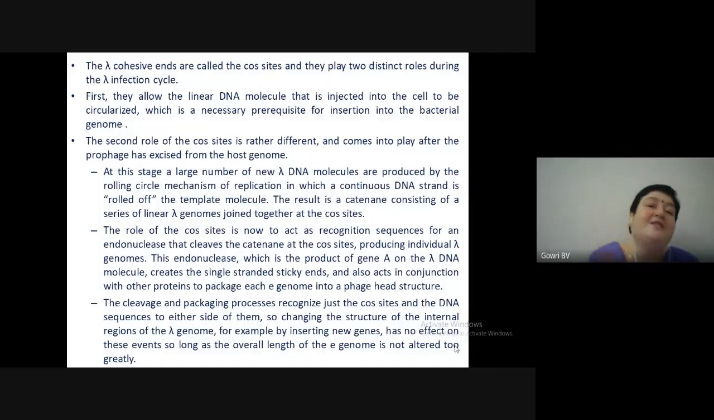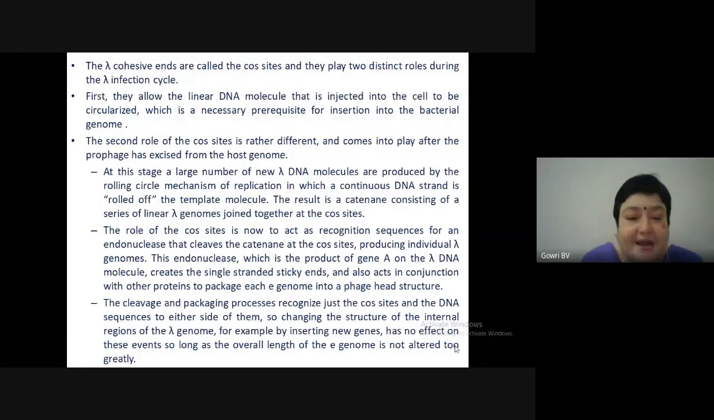So the capacity of the capsid head is 49 to 52 kb in size. The lambda capsid head, during assembly or packaging, identifies the cos site and the clusters of genes on either side. The middle portion, if you alter the gene with a foreign gene, is not accountable. That is what this sentence means.